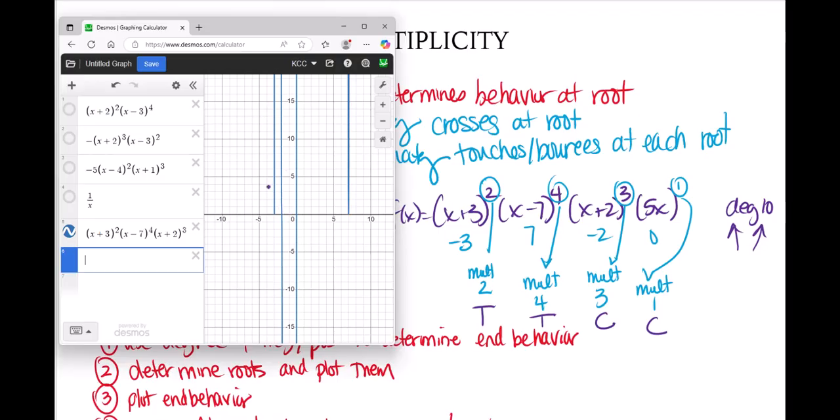It's got such a high y-intercept. But if you notice, it comes down and it doesn't cross through. So that's the touching at this root over here at -2. And then it's crossing, oh, excuse me, I'm sorry, at -3. I apologize. And then it's crossing here at -2. It's crossing here at 0, and then it's touching at 7. So this is how we determine it.